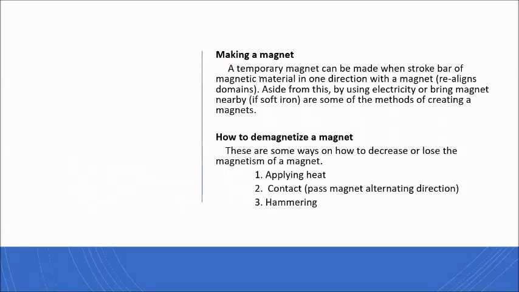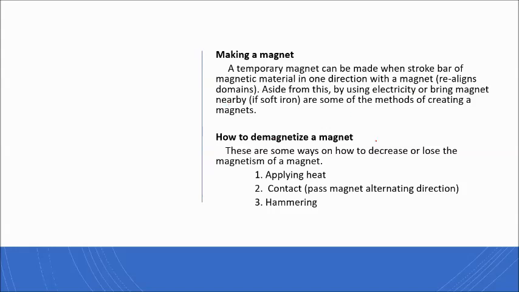How to make a magnet? A temporary magnet can be made when we stroke a bar of magnetic material in one direction with a magnet. So this is done by realigning of domains. Aside from that, we can use electricity, or bring a magnet nearby.